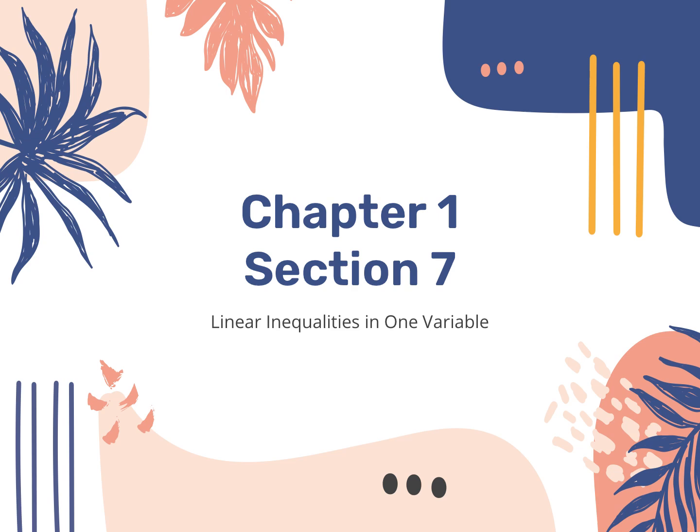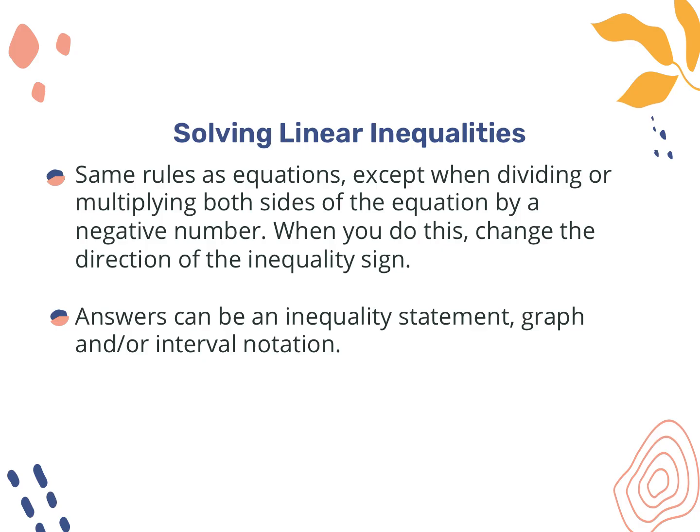All right, so we're going to start chapter 1, section 7. We're going to solve linear inequalities in one variable. Now, this is definitely something that you've seen in Algebra 1. It's going to be just like solving a linear equation. The only exception is that when you're dividing or multiplying both sides of the inequality by a negative number, the direction of the inequality symbol flips.